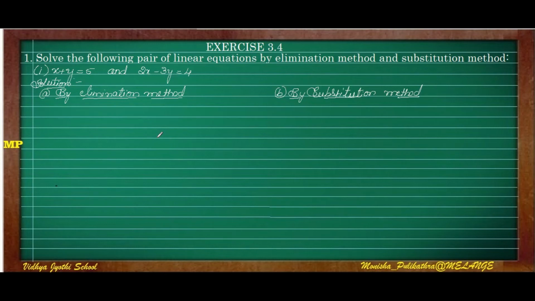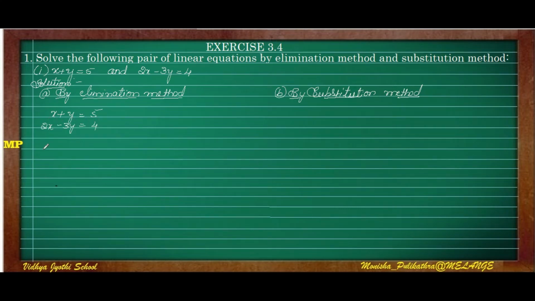Let us do the first sum of this session. Here the linear equation has been given. We have to do both elimination method and also substitution method and we have to verify the answers. First I will do the elimination method of it. So x plus y is equal to 5 and 2x minus 3y is equal to 4.